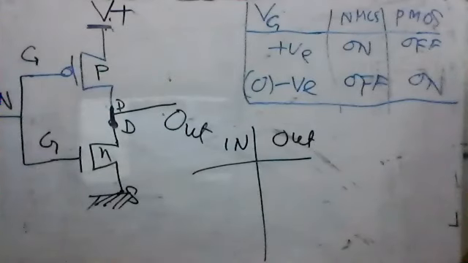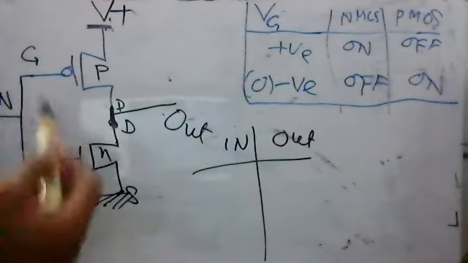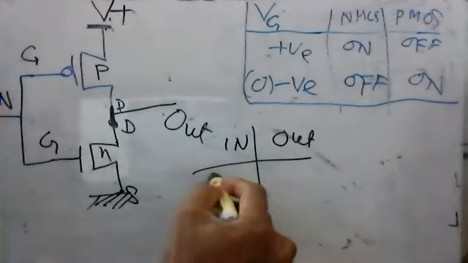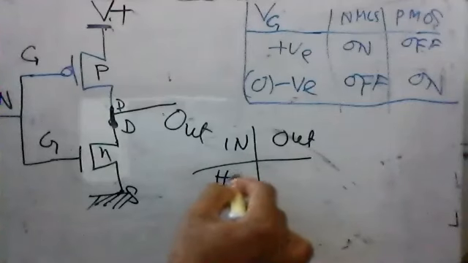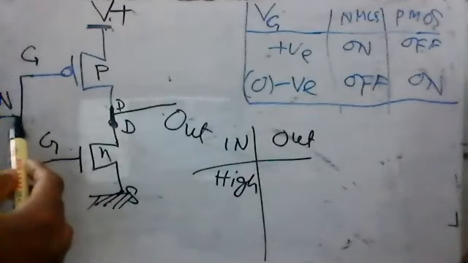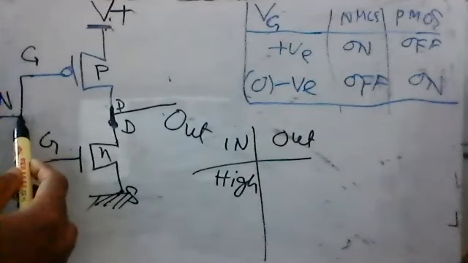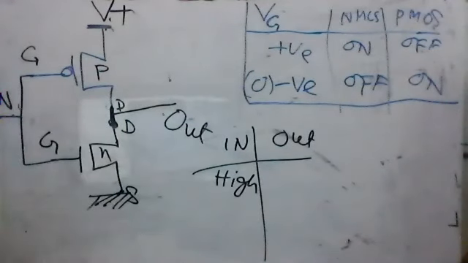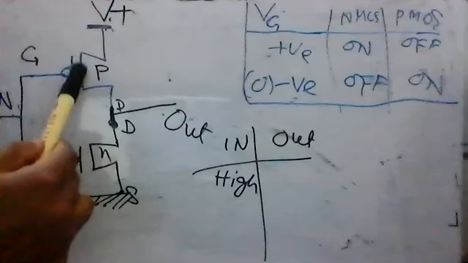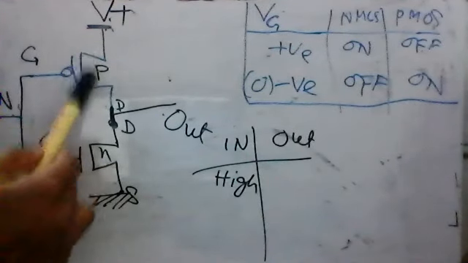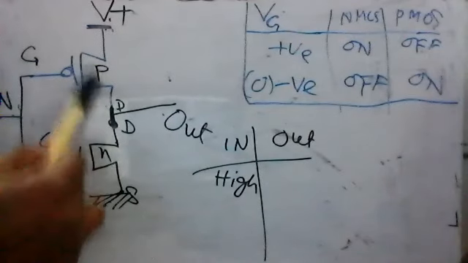First we will apply high voltage. The input is high. When the input is high voltage, then what will happen? When the input is high voltage, go to the PMOS. If we apply high voltage at the gate of the PMOS, then nothing will happen here. There will be no channel and no current flow.